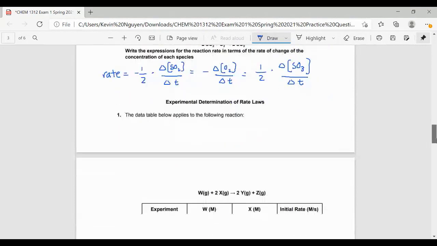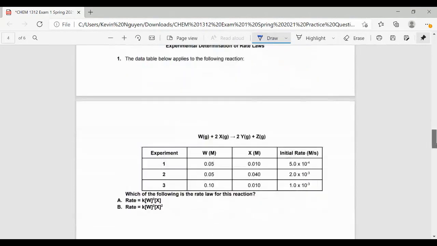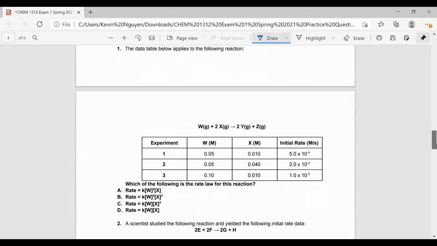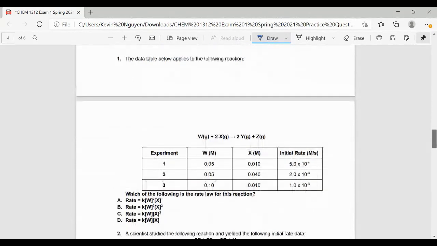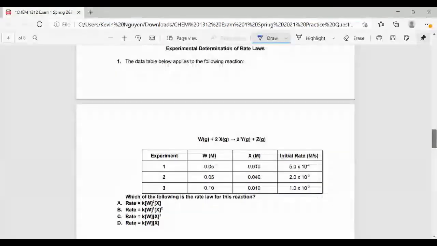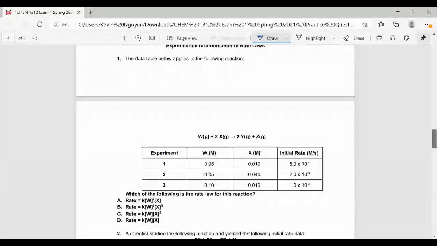Okay, so let's go ahead and move on to the experimental determination of rate laws. This is pretty new stuff. I'll go ahead and let you guys take a look.